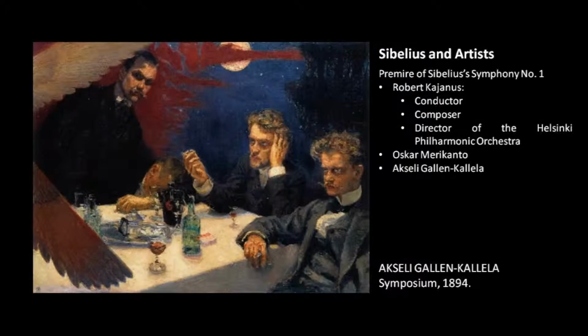Sibelius had a close relationship with other composers. This other painting of Axel shows the premiere of Sibelius' Symphony No. 1. There are four people in the painting. One is Sibelius, another one is the painter, and another two are Robert Kajanus and Oskar Merikanto. Robert was a conductor, composer, and the director of the Helsinki Philharmonic Orchestra.